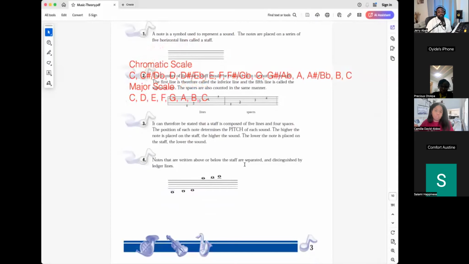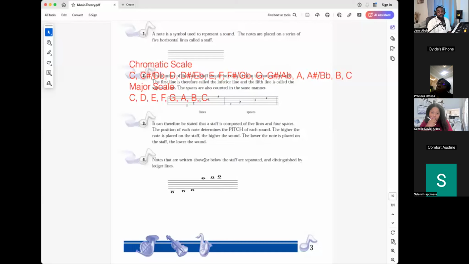All right. So we said the staff consists of 5 lines and 4 spaces. Okay? The position of each note, wherever you position the note on those 5 lines and 4 spaces, that's what determines the pitch. Now, when we refer to pitch in music, it's one of the qualities of music that simply defines how high or low the quality of a sound is.